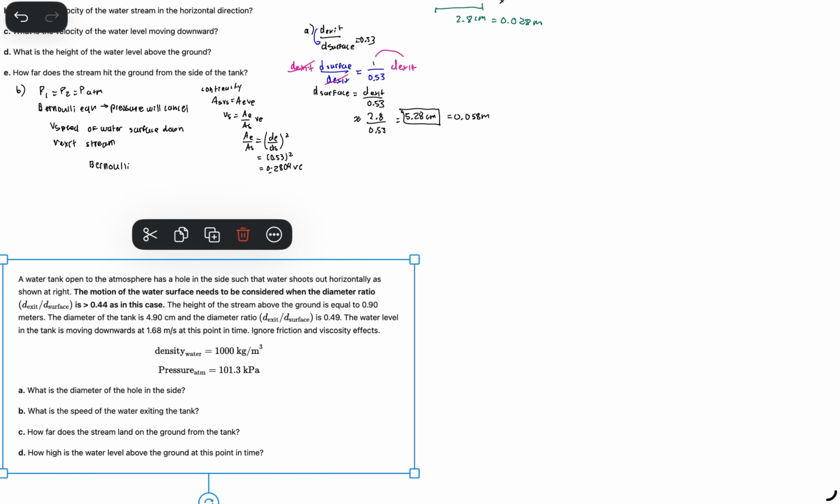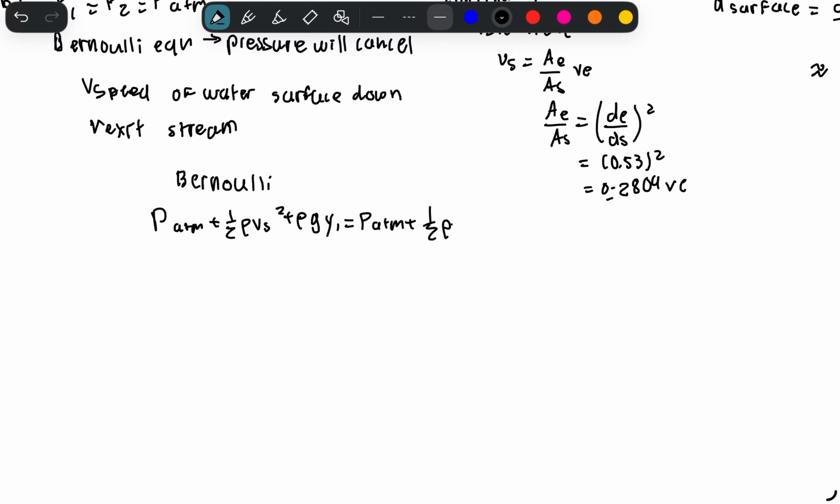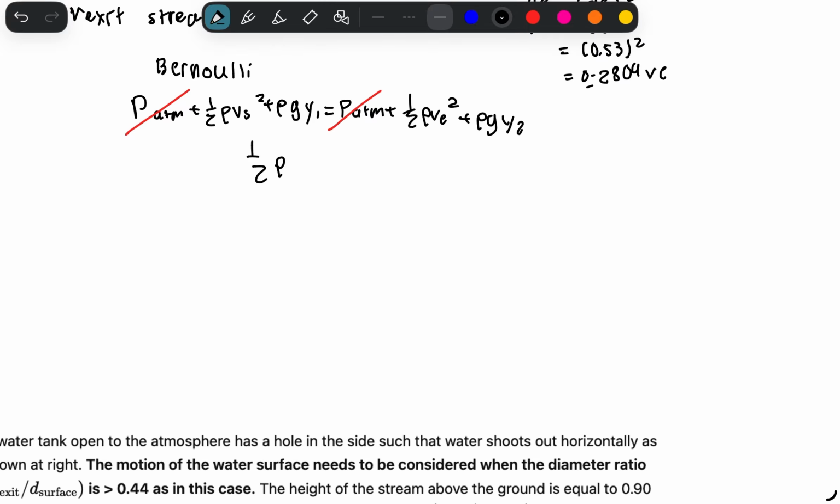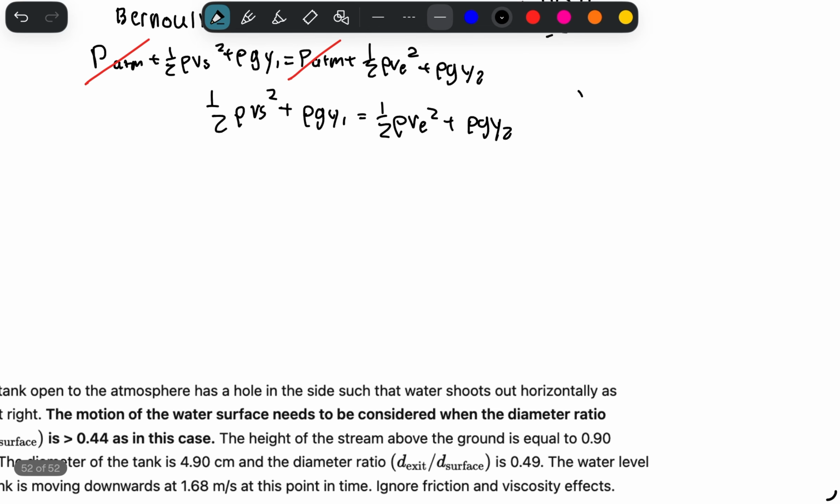So we're going to have our atmospheric pressure, which we can cancel out from both sides. So then we have this. So we know that y1 minus y2 will equal 2.10 meters.